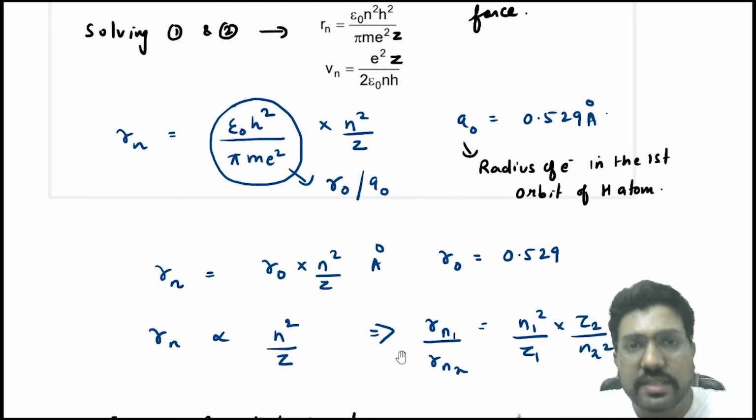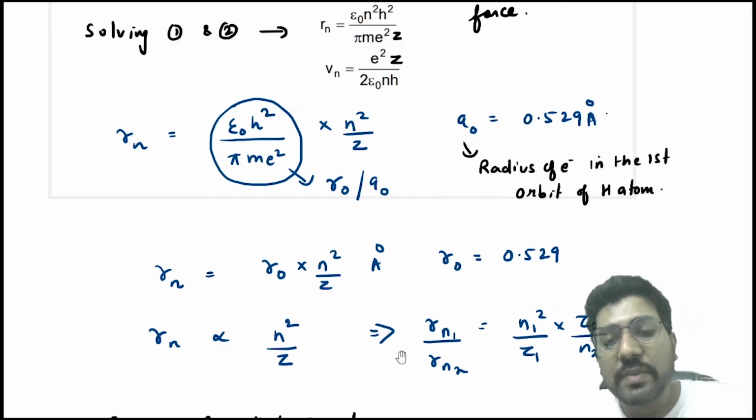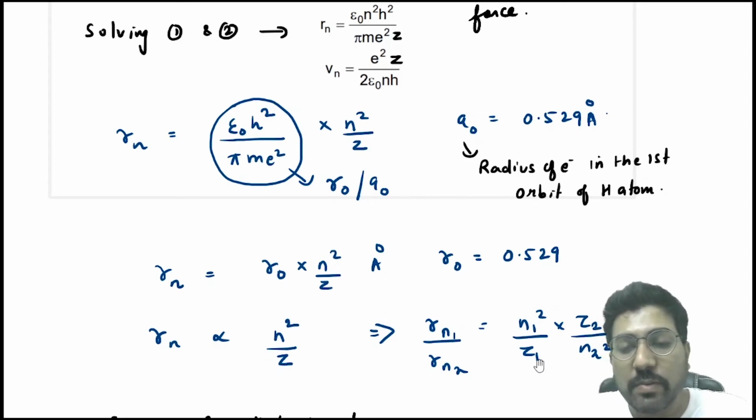That means the ratio of the radius in orbit n1 to the radius in orbit n2 will be equal to n1 square by z1 divided by n2 square by z2, and that will be equal to n1 square by z1 into z2 by n2 square.